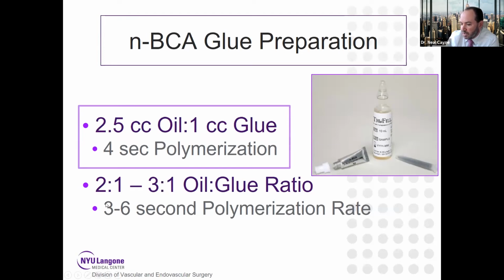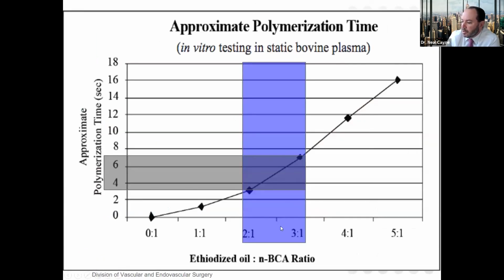You would make it shorter if you worried about glue extending out, let's say through the IMA. You would use more oil and have a longer polymerization rate if you had a diffuse type 2 and you actually wanted it to spread out more. But depending upon how much oil you use compared to the glue, you can change that. And we're usually somewhere between 2 cc's of glue to 3 cc's of glue. And most commonly it's 2.5, which gives you that 4-second polymerization rate.